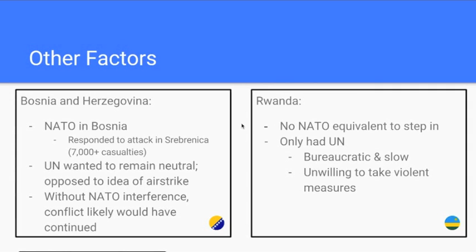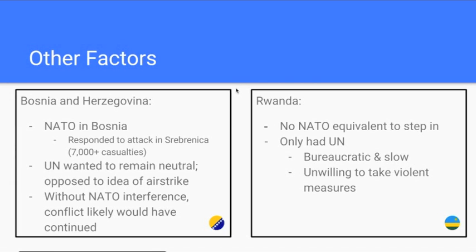The UN wanted to remain neutral. They were really opposed to the idea of an airstrike until after Srebrenica, when they realized that perhaps it was the only way, and then they gave permission to NATO to attack. Without NATO interference, however, the conflict likely would have continued. Perhaps it would have gotten bloodier. Certainly, many, many more people would have been killed.